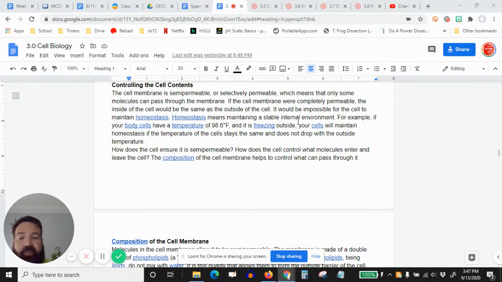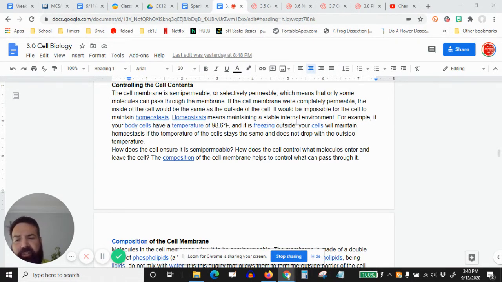The cell membrane is semipermeable or selectively permeable, which means that only some molecules can pass through the membrane. If the cell membrane were completely permeable, the inside of the cell would be the same as the outside of the cell. It would be impossible for the cell to maintain homeostasis. Homeostasis means maintaining a stable internal environment. For example, if your body cells have a temperature of 98.6 degrees Fahrenheit, and it's freezing outside, your cells will maintain homeostasis if the temperature of the cell stays the same and does not drop to the outside temperature.